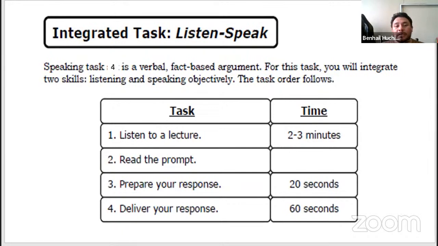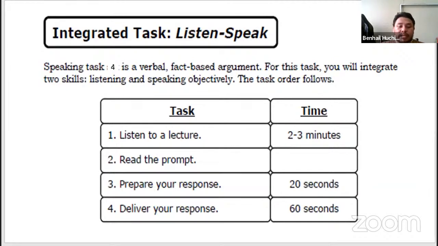Speaking task 4 is a verbal fact-based argument. For this task, you will integrate two skills, listening and speaking. The task order is as follows. First, listen, then read the prompt, prepare your response, and deliver it. Also, this time you only have 20 seconds to prepare, not 30. Only 20 seconds to prepare, and again 60 seconds to speak.